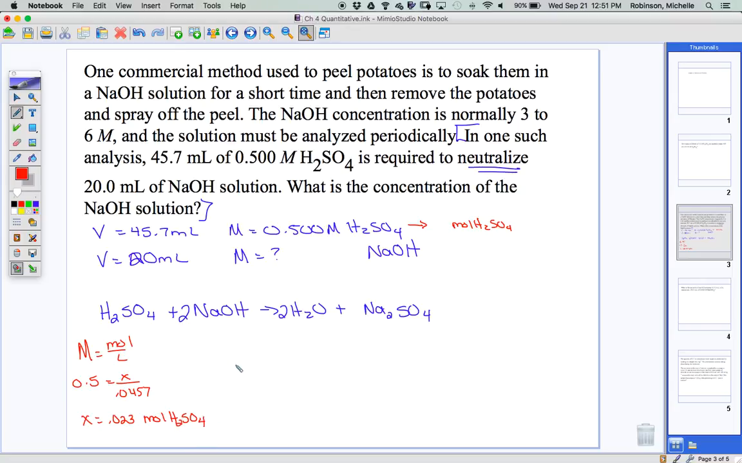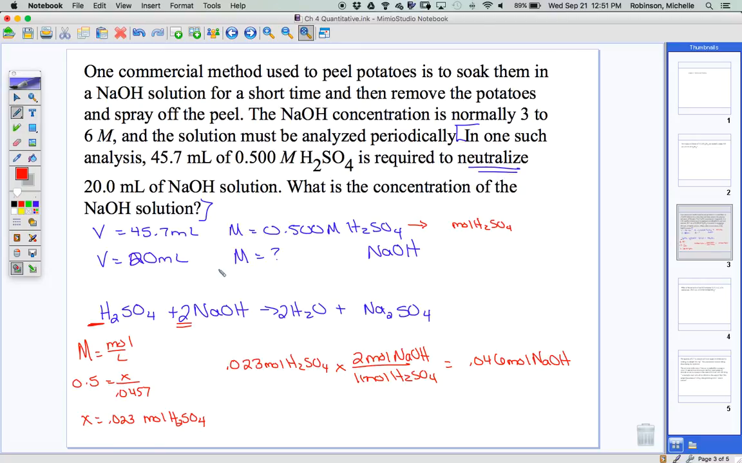Okay, so now we can do stoichiometry. So 0.023 moles of H2SO4 for every 1 mole of H2SO4, we have to react 2 moles of NaOH. And so because you like the algebra, we'll stop there. So that times 2 must be 0.046. Is that true? So moles of NaOH.